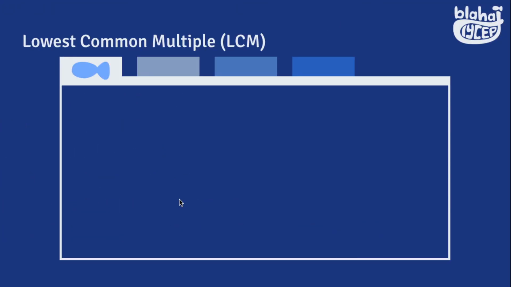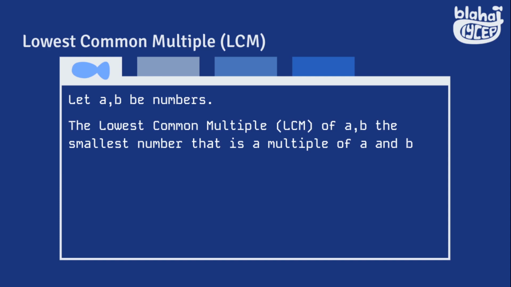So now, after we have gone through GCD, we would naturally go on to its brother, LCM, which is the lowest common multiple. So let's have two numbers a and b. So let's say a is equal to 6 and b is equal to 8. So a is equal to 2 times 3 and b is equal to 2 to the power of 3. So the lowest common multiple is the smallest number that is a multiple of both, which means that it is the smallest number with both a and b as a factor. So the LCM of a and b is 24.